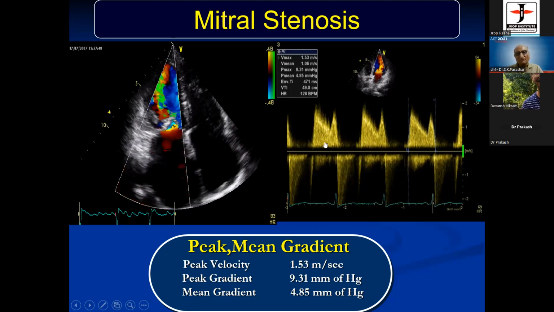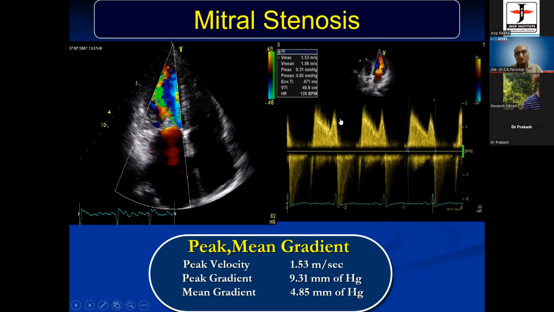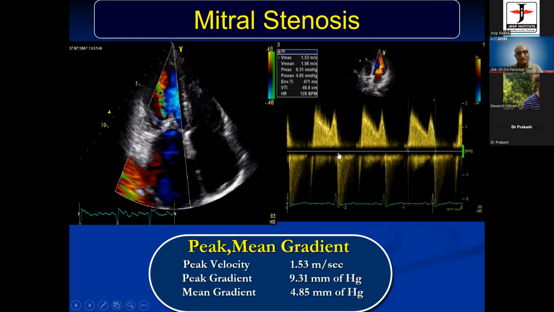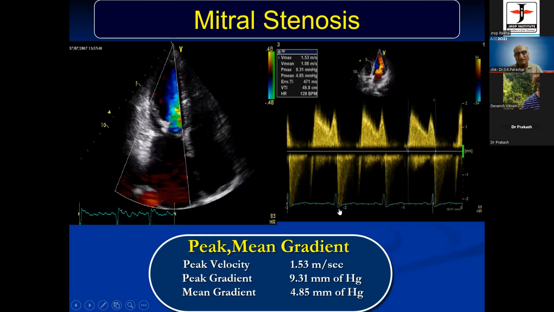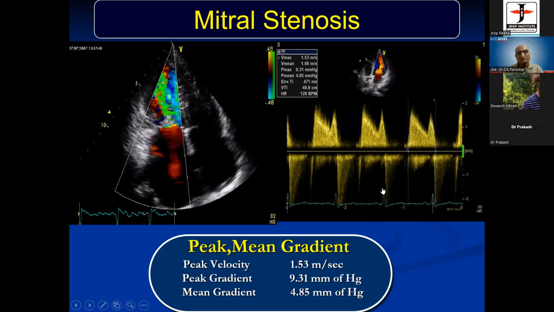Now you see, always measure three. The pressure half-time here will be different, here will be different, here may be different. So gain should be reduced, and you can measure pressure half-time to get a mitral valve area. Otherwise, you can get a mean and a peak gradient by planimetering. But you see, just as a practice, you can do it.